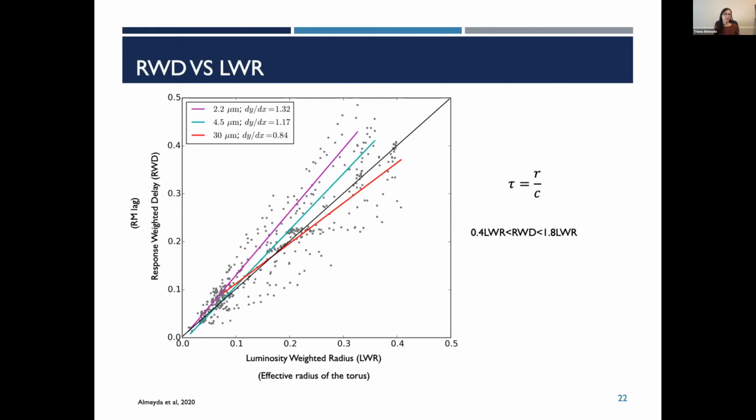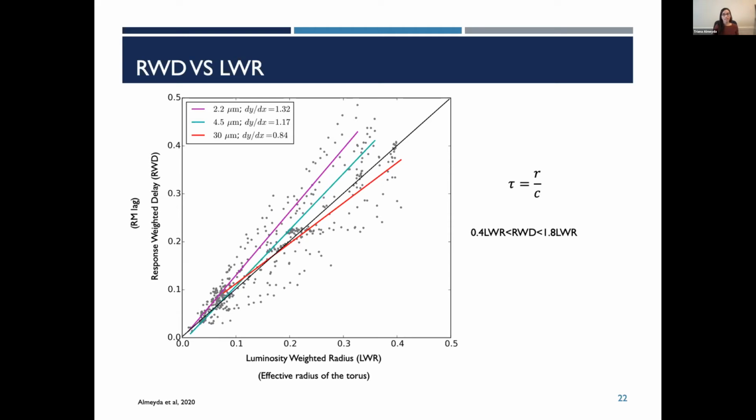The scatter that we see here is wavelength dependent and mostly due to input structural parameters such as the radial cloud distribution, the volume filling factor, and the inclination. Despite the scatter though, the response weighted delay for these models is found to be within a factor of about 2.5 of the luminosity weighted radius at most.